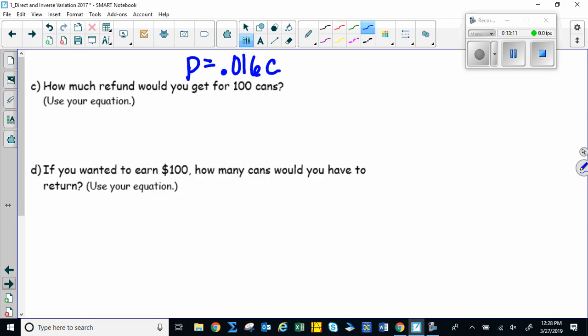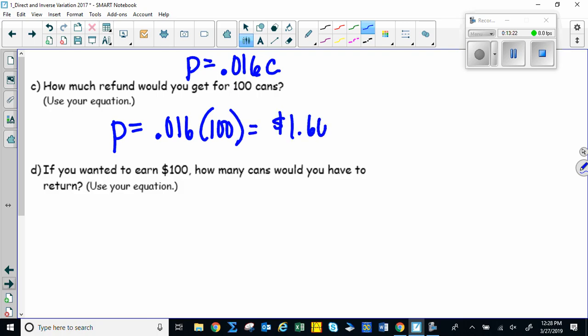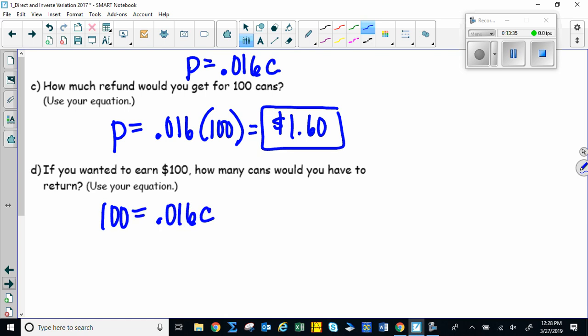All right, so if I want to know how much my refund would be, so find P if I turn in 100 cans. Now these are word problems, so make sure you have some either kind of units or words in your answers. The last one says if I want to earn $100, can I find C? So what am I going to do here? Right, I'm going to divide by 0.016. So these are going to be one-step equations. 6,250, and you said cans, good.